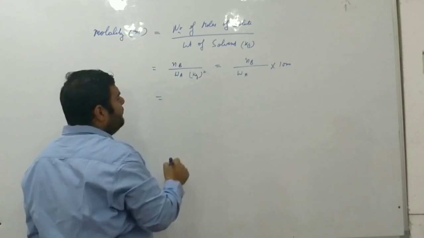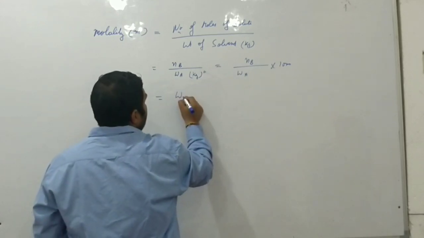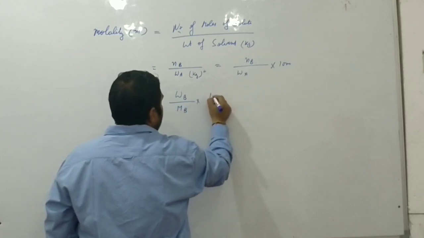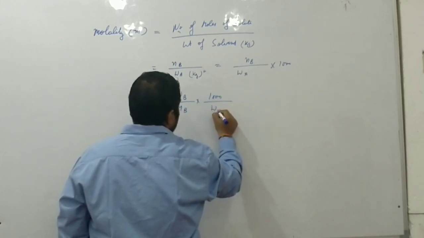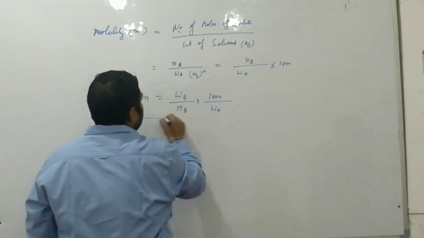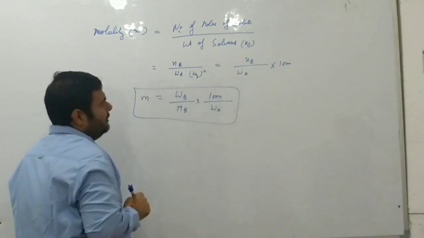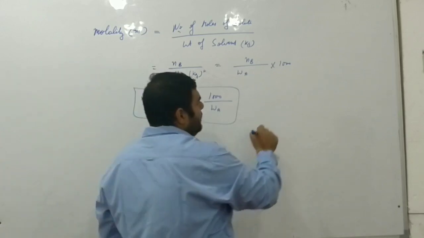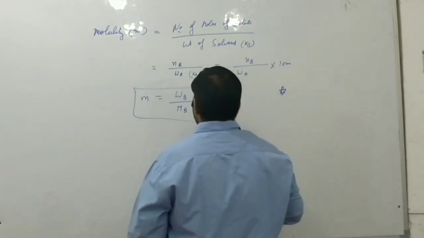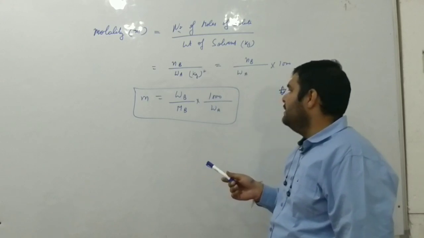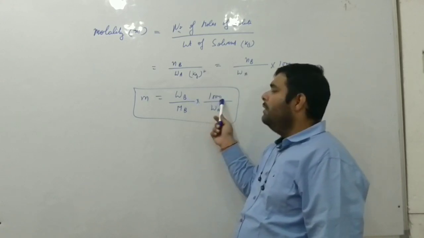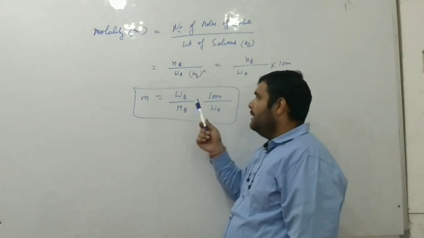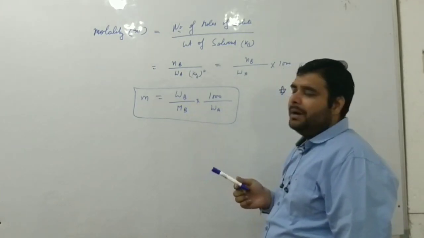Now number of moles are written as WB over MB into 1000 over WA. So this is the term for molality. Again, effect of temperature on molality. As we can again see that in molality, the volume is absent. So there is no term related to volume, as all these terms are of mass.